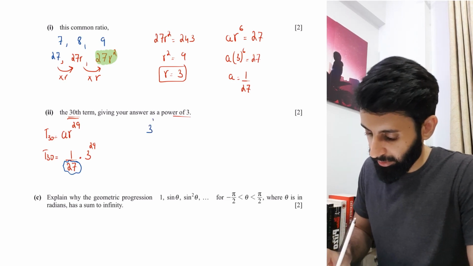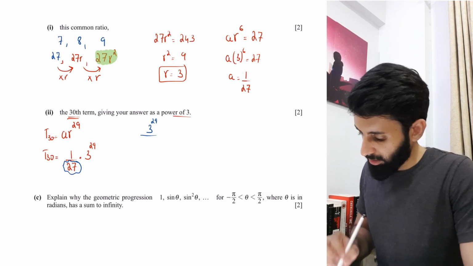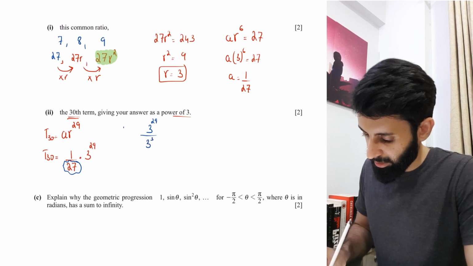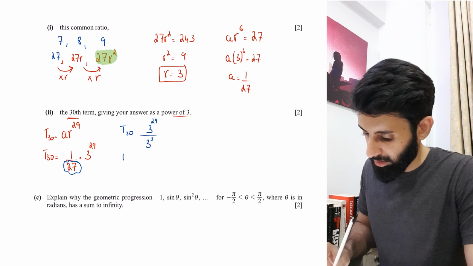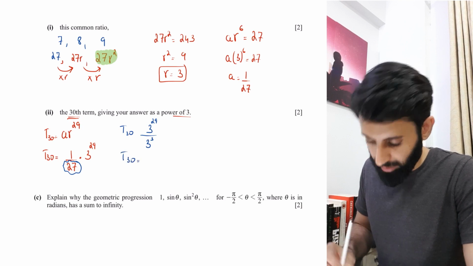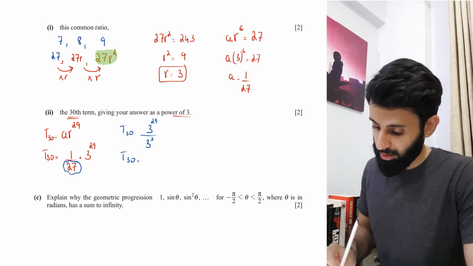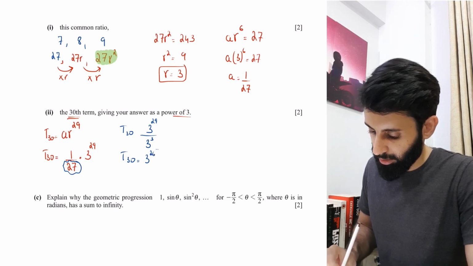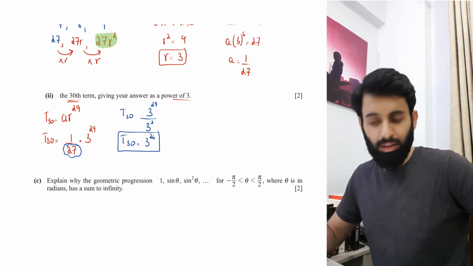And 3 raised to the power 29 is already written as a power of 3. So that's what we're going to do. We're going to rewrite 27 as a power of 3 so that we can work out our final answer as a power of 3. So 29 minus 3 is going to be 3 raised to the power of 26. And that's our final answer.